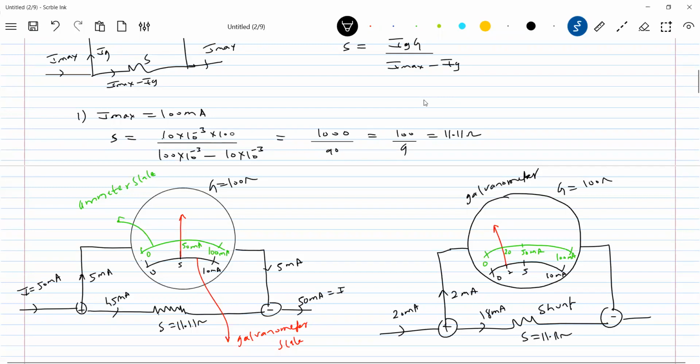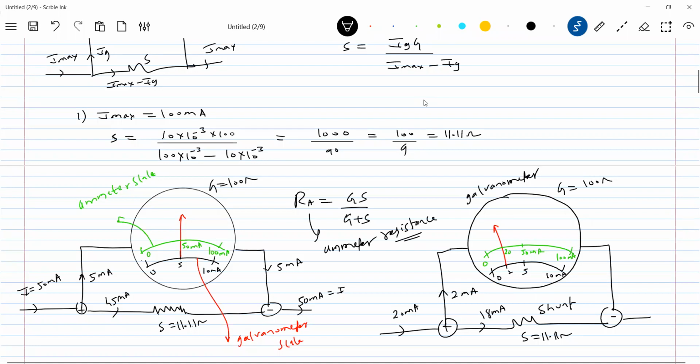Will it encounter any effective resistance as the galvanometer and the shunt are in parallel? So what is the ammeter resistance? The ammeter resistance should be equal to GS by G plus S. What should you call this? Ammeter resistance, or the internal resistance of an ammeter. Altogether, the device will offer some resistance to the external circuit. How much is it? GS by G plus S. That we'll call the ammeter resistance.